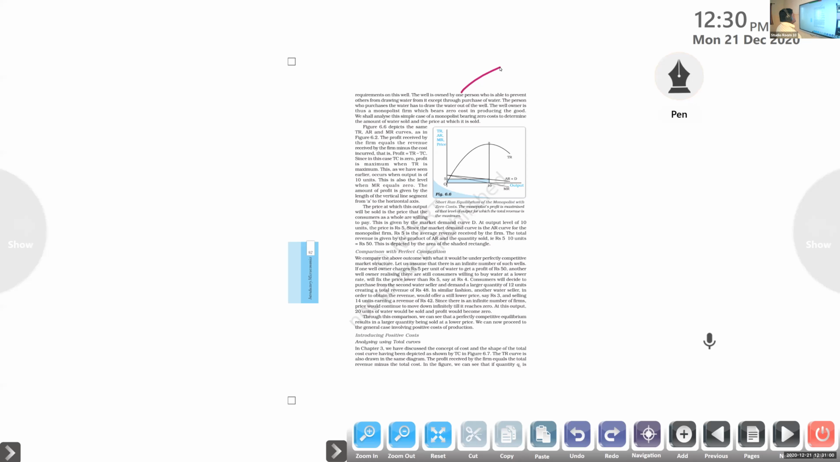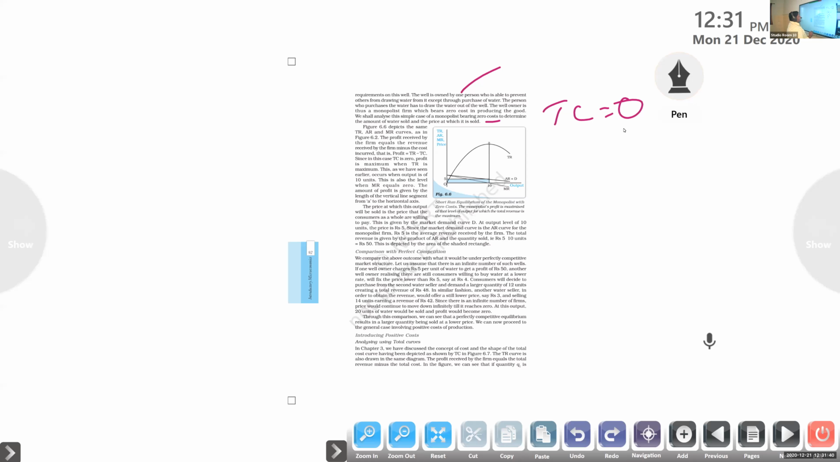We shall analyze the simple case of a monopolist bearing zero cost to determine the amount of water sold and the price at which it is sold. So the monopolist bears zero cost. Total cost is zero, and he is the person also determining the amount of water sold and the price at which it is sold. He is the person, the quantity sold and the price. He, the individual monopolistic firm, will fix the price. He spends zero.